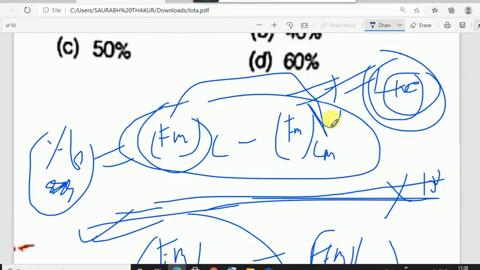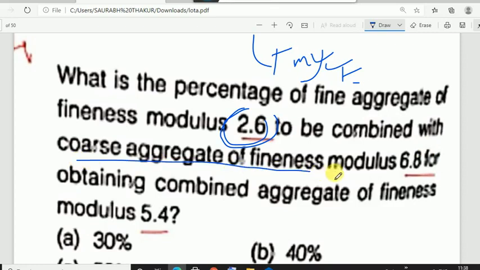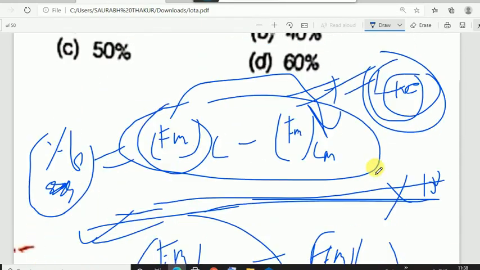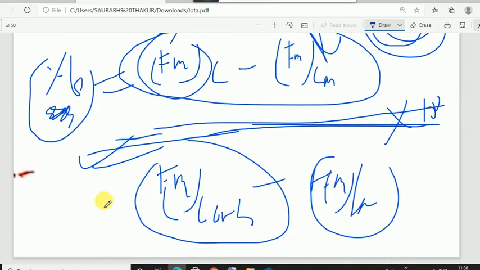Okay, everything is given. What is the percentage of fine aggregate of fineness modulus 2.6? It means FM of fine is given. We combine with coarse aggregate of fineness modulus 6.8. Actually, FM of coarse is also given. And of combined aggregate, actually FM of combined is given. Everything is given. You just have to use FM of coarse minus FM of combined divided by FM of combined minus FM of fine, into 100.